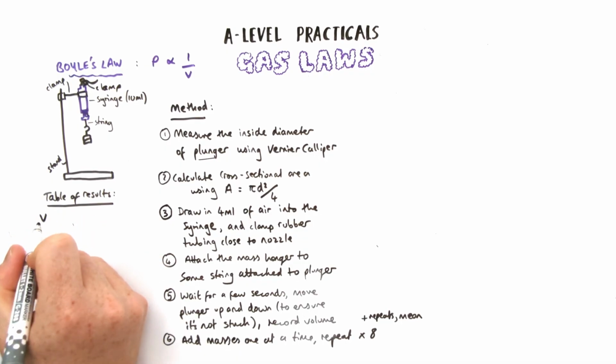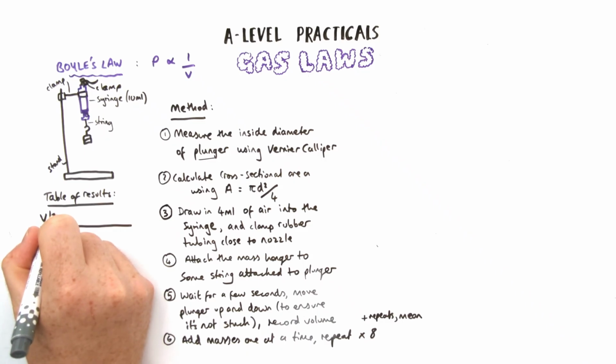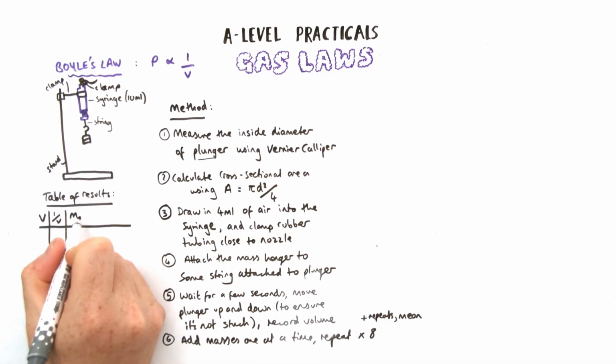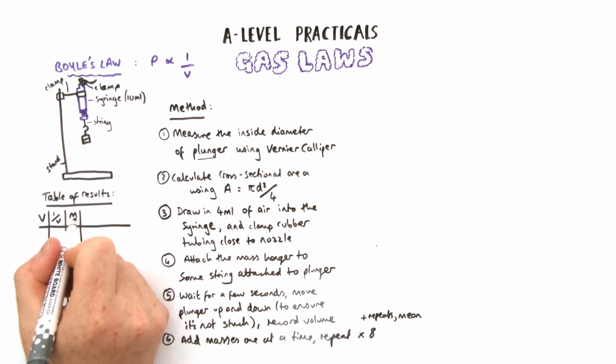When you're doing a table of results for this practical, you want to make sure you've got a lot of column headings because we've got a little bit of calculations to do. So we're going to vary the mass. We're going to record the volume. I haven't put the units in this table just to save room. Then we're going to record 1 divided by the volume because we're going to plot that on our graph.